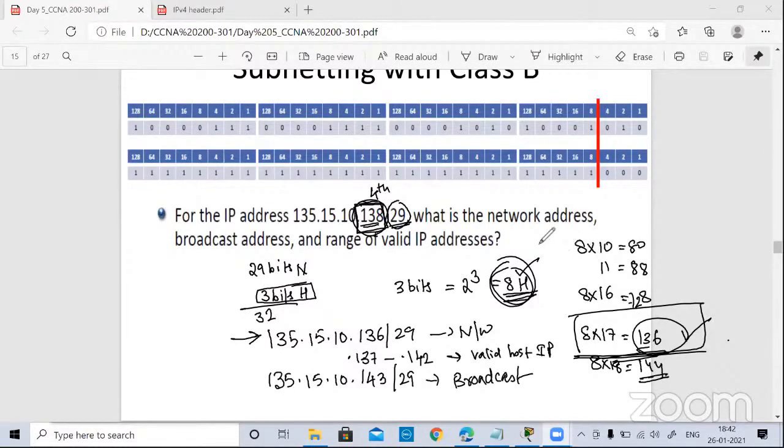Two raised to 5. So you got 5 bits, right? How did you get the 5 bits? You're saying 32 networks because you're saying 2 raised to 5. So how did you get the 5 bits? Looking at the last octet. Very good. So looking at the last octet, you saw that it is 5. From this octet, there are 5 bits on the network side and 3 bits on the host side.